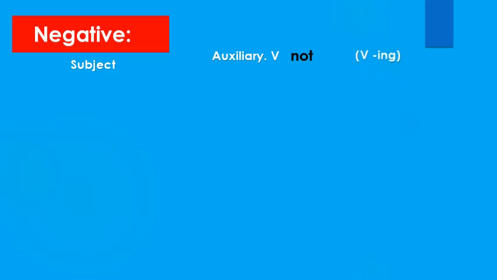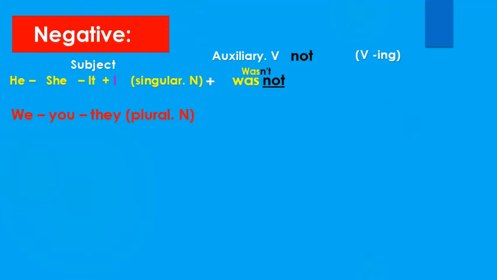Okay guys, now let's move to the negative form. So we have subject with auxiliary verb, and here we just add not with verb ing. So the subject is he, she, it, or I, or any singular noun. So we add was with not, and we can contract it to wasn't. And if we have we, you, they, or any plural noun, so here we add were not, and we can contract it to weren't with verb ing, and we don't forget the full stop.